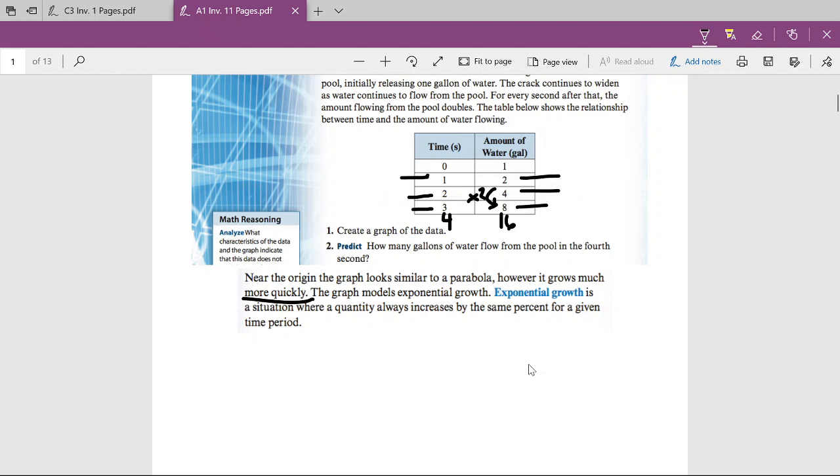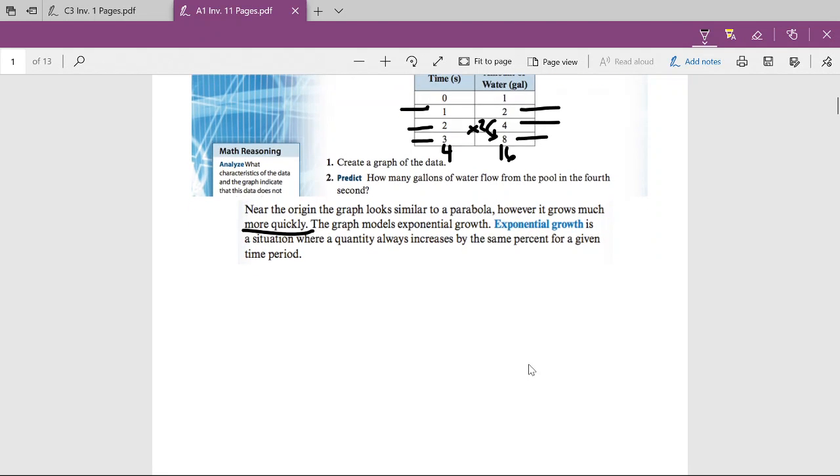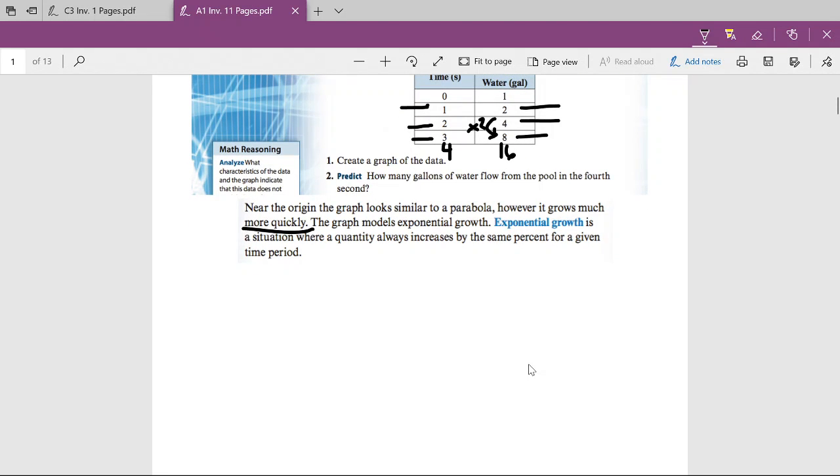Here's a definition for you. Exponential growth is a situation where a quantity always increases by the same percent for a given time period. In this case, we're doubling. So I have 200% of the original, or you could say a 100% increase. Every time we're increasing by 100%, or doubling.